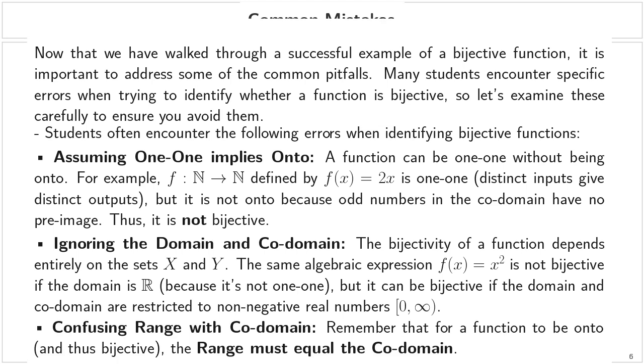Finally, be careful not to confuse the range with the codomain. This is a subtle but crucial distinction. Always remember that for a function to be onto, and therefore eligible to be bijective, the range, which is the set of values the function actually hits, must be exactly equal to the codomain, which is the set of all possible values we defined at the start. Keeping these 3 points in mind will help you accurately verify bijectivity, which leads us perfectly into our final summary of the key takeaways.